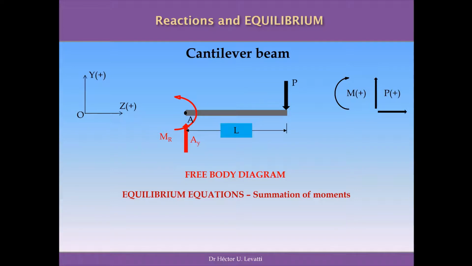Doing the summation of moments around the point A, we realize that we have this force P multiplied by L, the perpendicular distance, producing a positive moment because the rotation around A is clockwise, and minus the moment MR, which is the reactive moment, and all of this has to be equal to 0 by equilibrium. Then from this equation we can establish that the reactive moment at the point A where the fixed support is installed is equal to P times L.